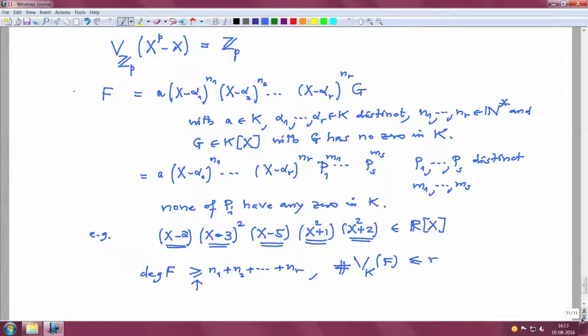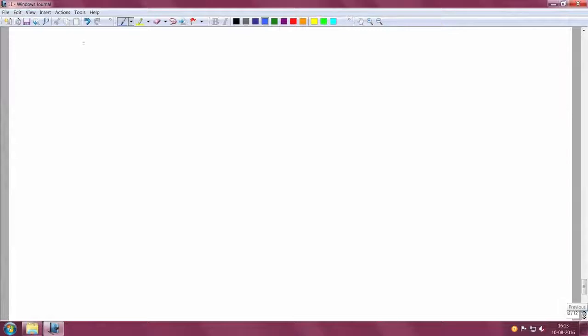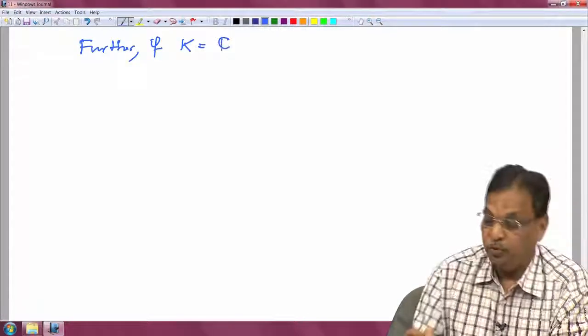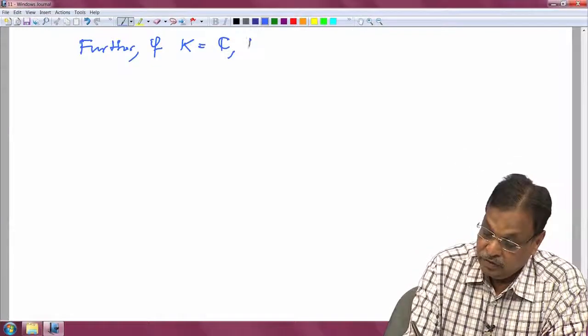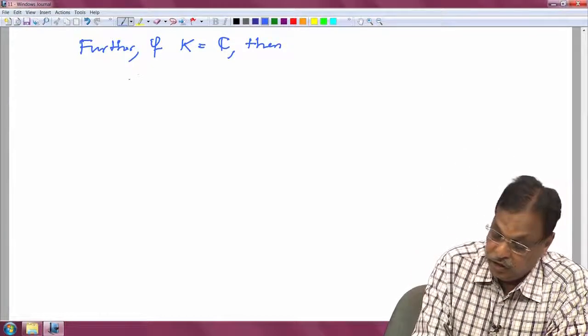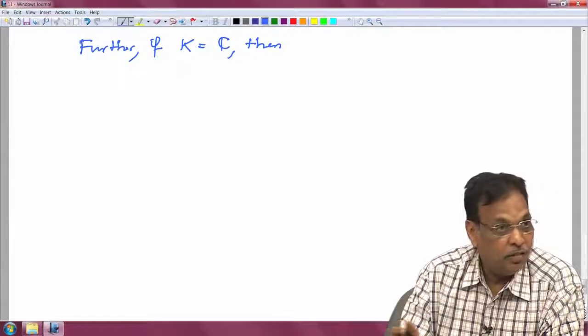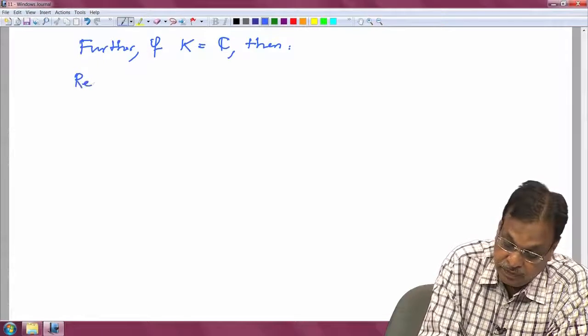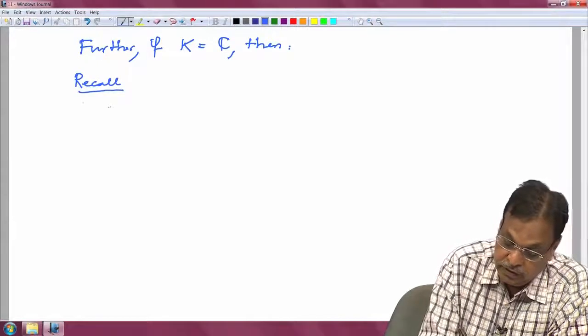Further, if your field is better, if the field has nice properties, for example if one takes k equal to R, then you can of course improve things. Then there is no other part. I recall what is called the fundamental theorem of algebra.